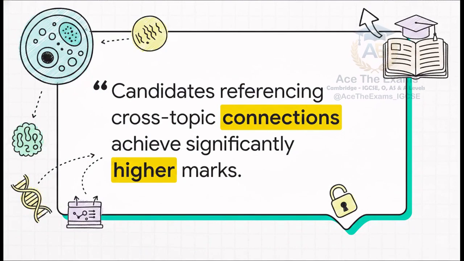We literally have a direct quote right here from the examiners that proves just how high the stakes are. Candidates referencing cross-topic connections achieve significantly higher marks. Guys, this is the hidden rule of the mark scheme. Integration with other syllabus areas isn't just a nice recommendation. It is literally how you unlock the highest grades. If you're talking about a prokaryotic cell structure without linking it to protein synthesis, genetic variation, or transport mechanisms, well, you are just leaving easy marks on the table.